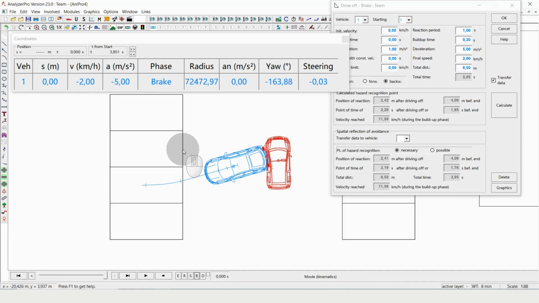I hope you could see how easy you could work on cases like that with this module.